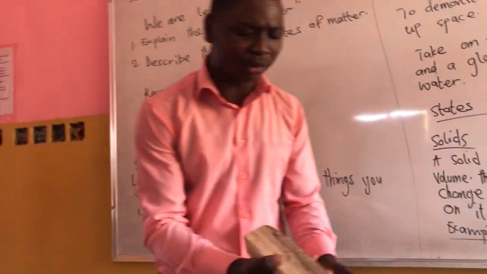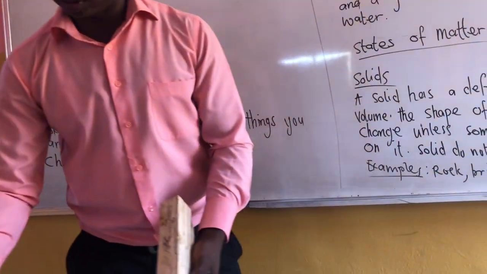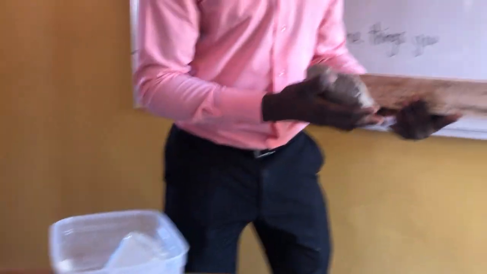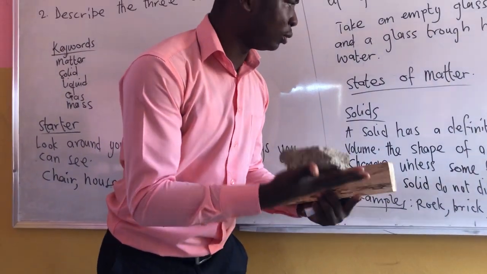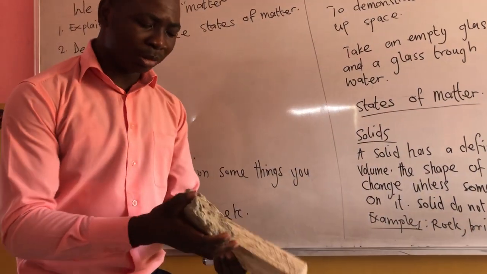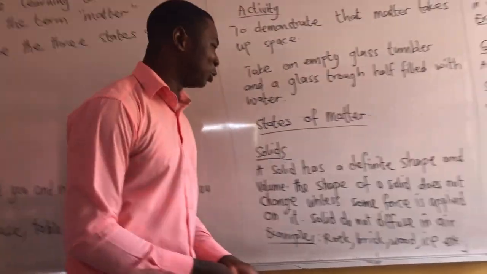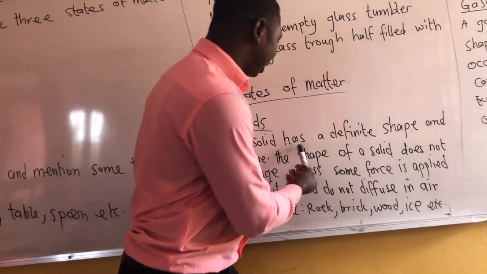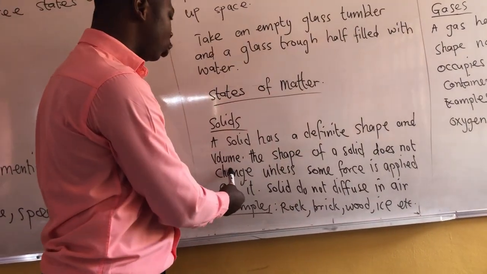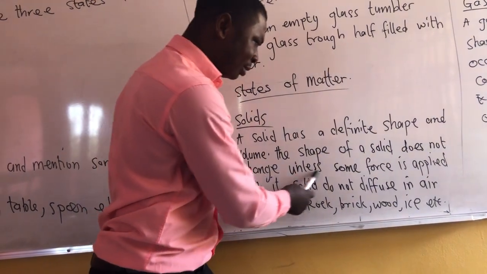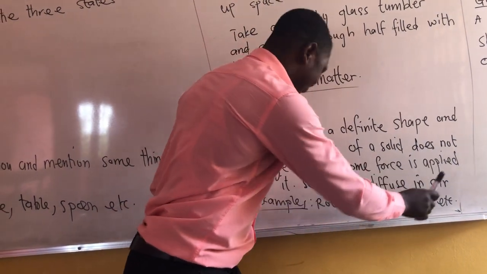Okay, so look at it. You can measure this one. Look at this, you can measure this. It's solid. So solids have a definite shape and a definite volume. You can measure the volume. When we measure the area, you can get the volume. So a solid has a definite shape and volume. The shape of a solid does not change unless some force is applied on it.